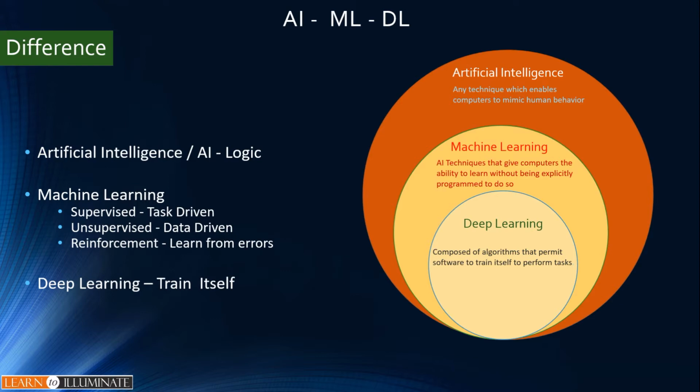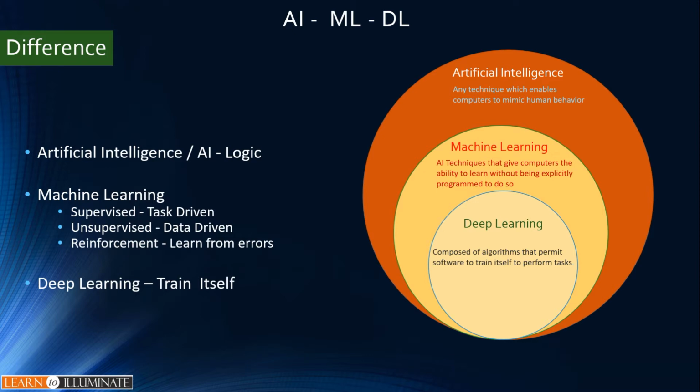It has three types. One is supervised. It means task driven or follow the instructions. The second one is unsupervised, data driven or learn from the data. The third one is reinforcement. It means learn from errors or learn from experience.